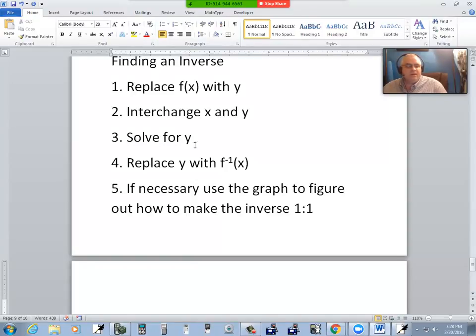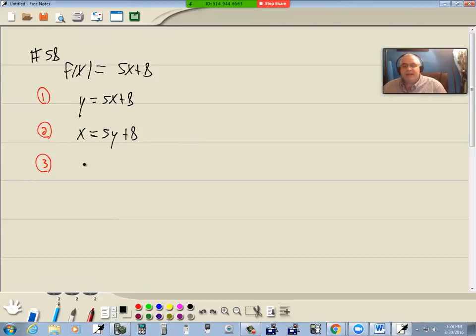Step 3, solve for y. So I'm going to take the 8 over. So I got x minus 8 is equal to 5y. And then I'll divide everything by 5, keeping in mind there's a 1 in front of your x. So this gives us 1/5 x minus 8/5 is equal to y.